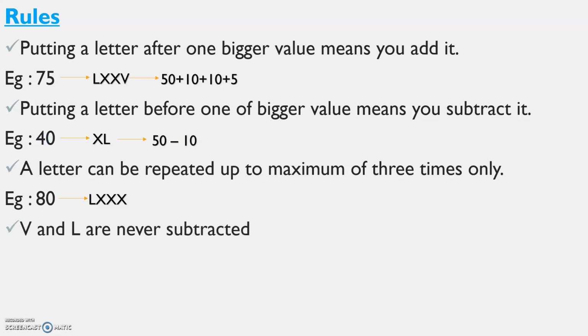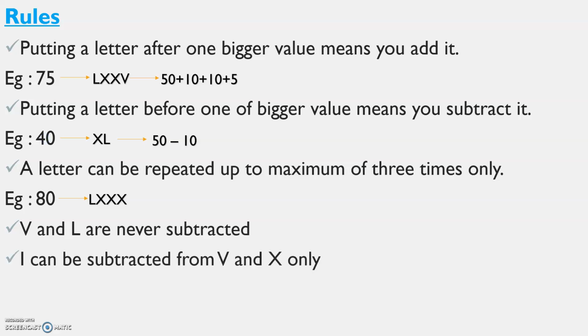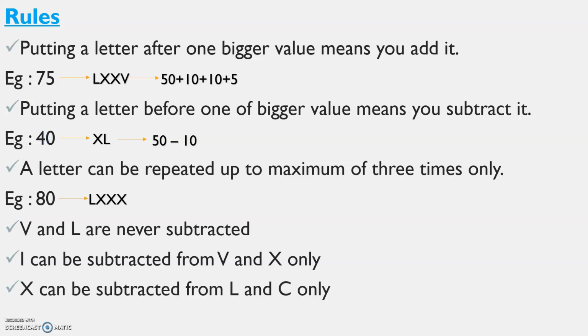Next: V and L are never subtracted. That means 5 and 50 we cannot subtract from any number. I can be subtracted only from V and X. 1 can be subtracted from 5 and 10 only. X can be subtracted from L and C only. X means 10. 10 can be subtracted from 50. L is 50 and C is 100. So you can subtract only from 50 and 100.